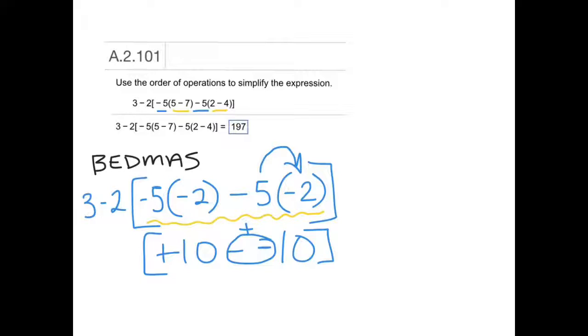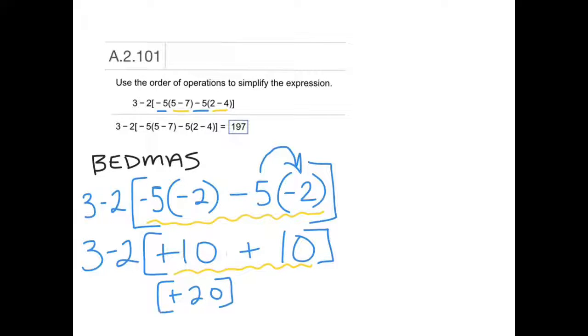So what I'm going to do, just to clean this up a little bit, I'm just going to go straight to having that as positive 10. And then I'm going to bring down my other numbers that I haven't done anything with yet. So my next step is to simplify inside the square brackets. So positive 10 plus 10 gives me plus 20 inside the brackets. And then I'll have 3 minus 2 in front of the square brackets.